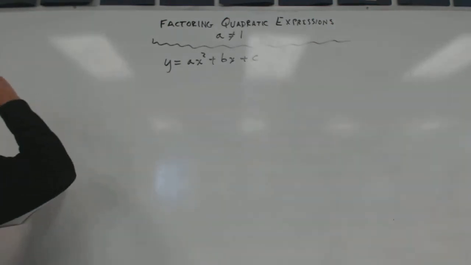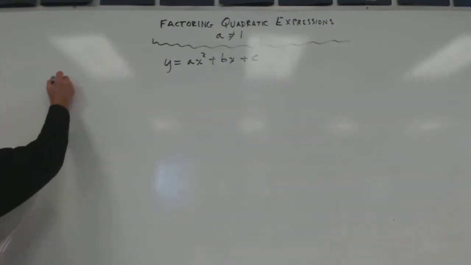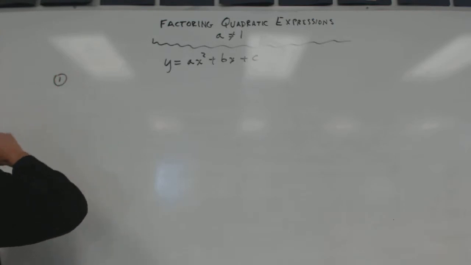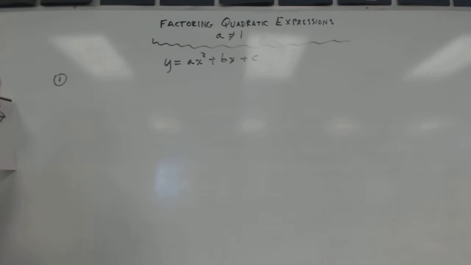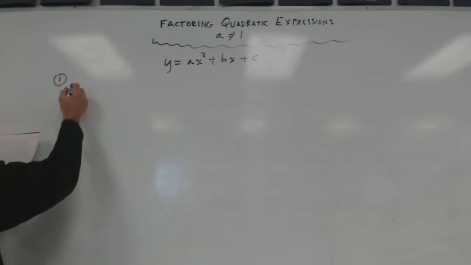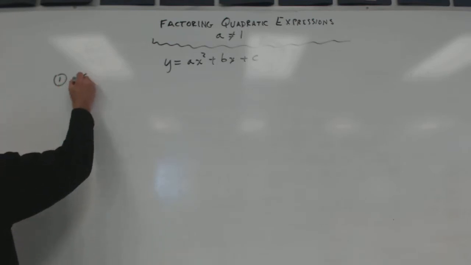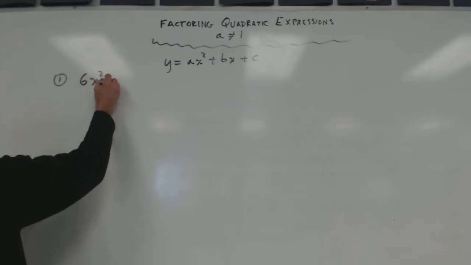So first of all, the first problem we're going to do is that, can you see that? Yeah, you can. Okay. So 6x squared plus 19x plus 10.